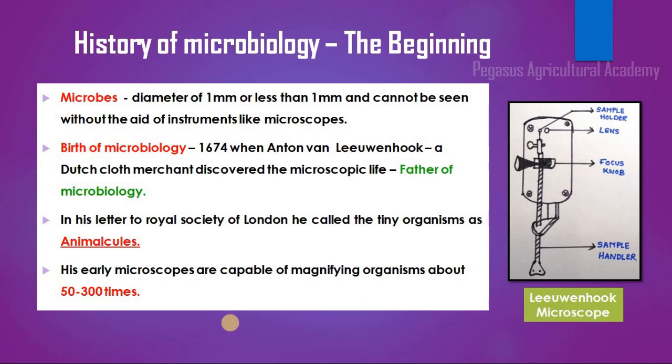So if an organism is about 1 millimeter, when you see it through this microscope, it will be magnified about 300 times. Remember this, Anton van Leeuwenhoek is not the person who invented the microscope. He is the person who first used, or developed, a very advanced microscope so that he could see microorganisms.